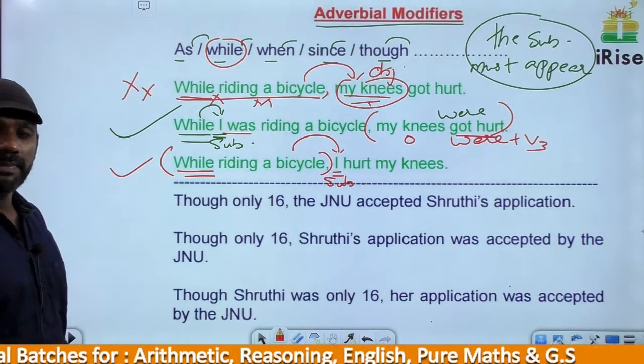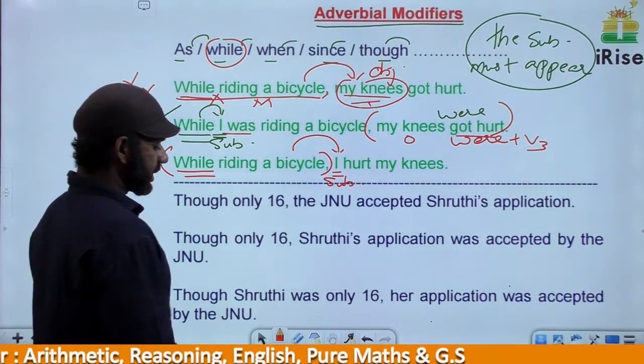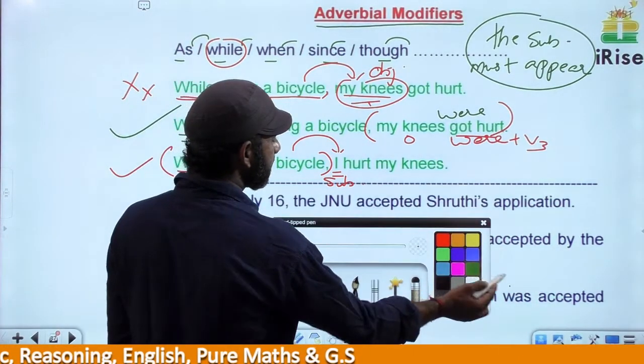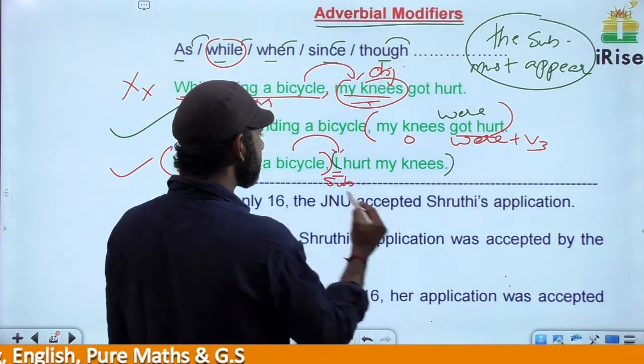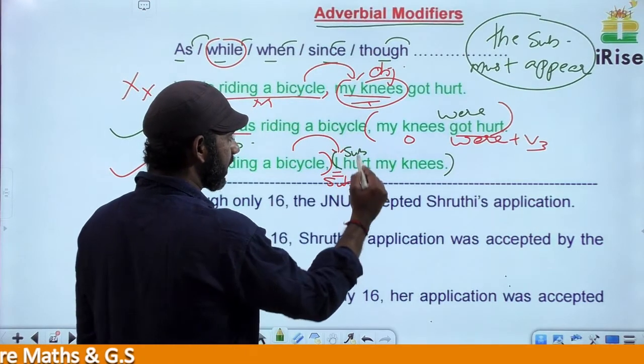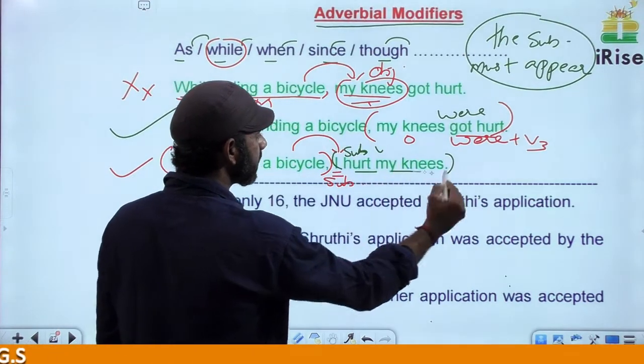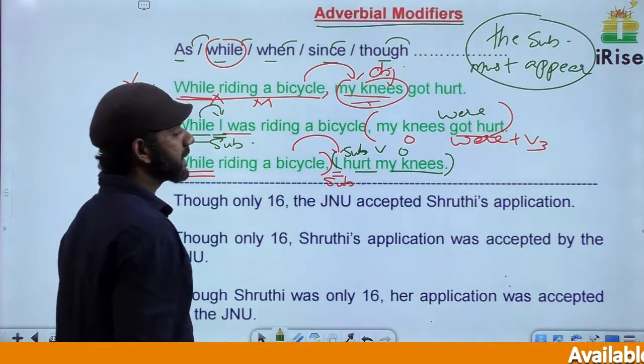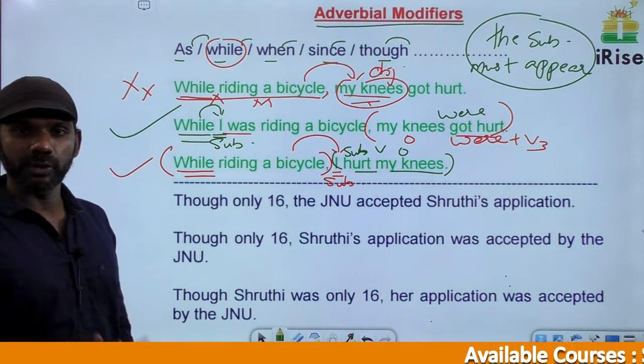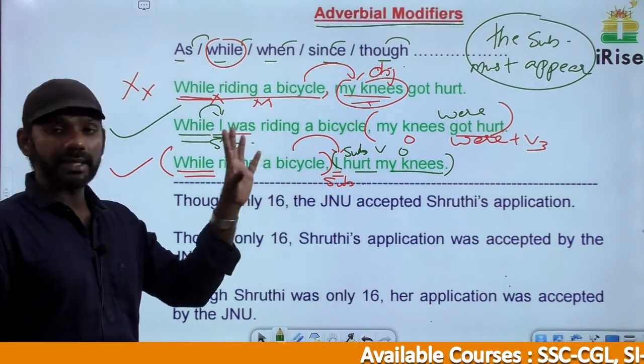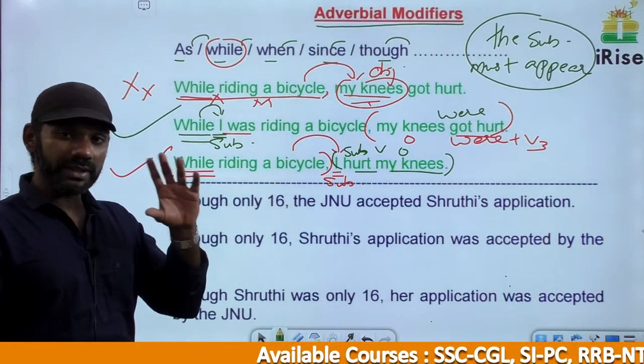Now, what is the main clause here? Which one is the main clause here? I hurt my niece is the main clause here. The subject here is I. Hurt is the verb here. My niece is the object here. Subject, verb, object, active voice. These two sentences are grammatically correct. Both convey the same meaning.